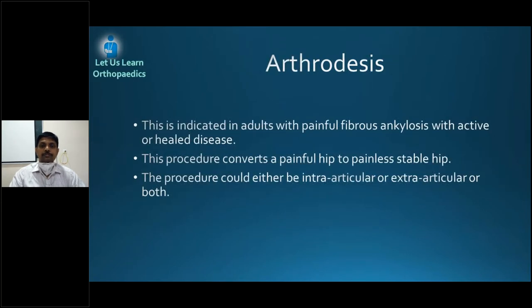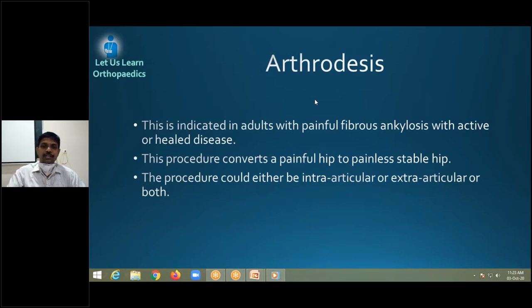Arthrodesis means fusion of the joint. This is indicated if the hip is very painful and the limb is in an abnormal attitude, like flexion, abduction, external rotation, or flexion, adduction, internal rotation. The patient cannot walk like that. So in this procedure, you have to convert a painful hip to a painless stable hip. The procedure could be intra-articular, extra-articular, or both.